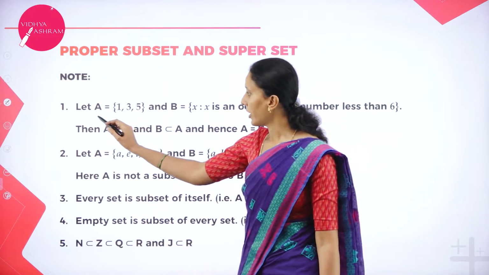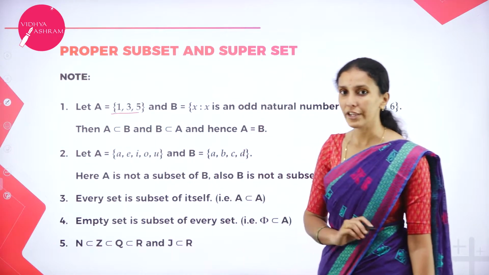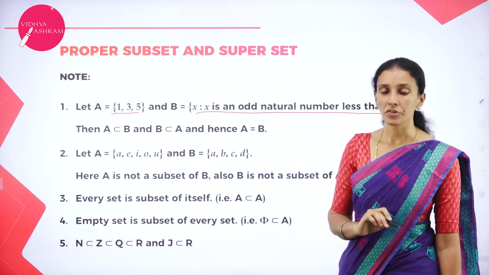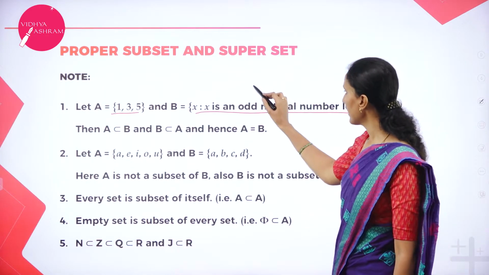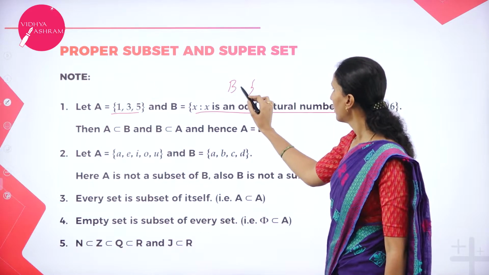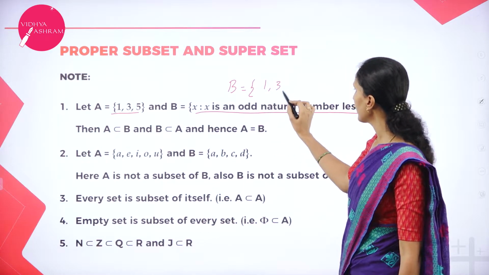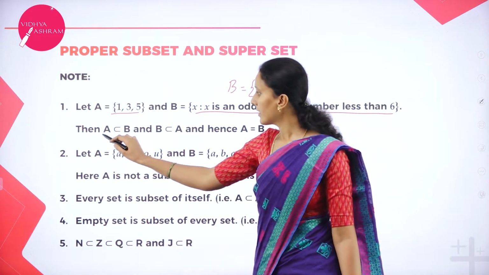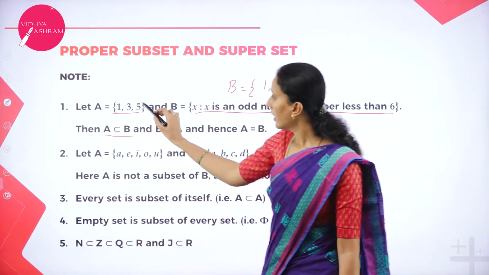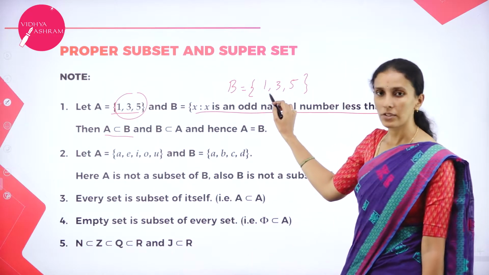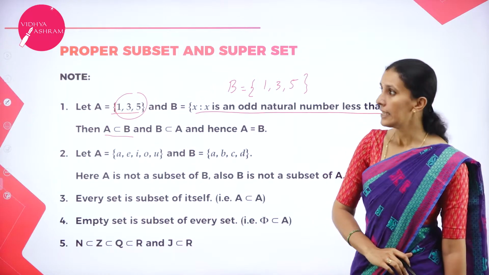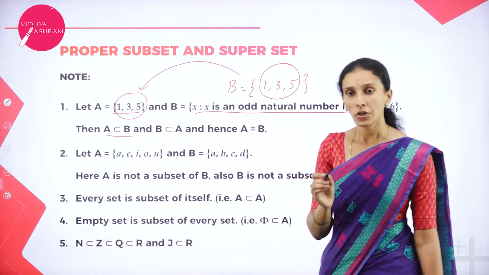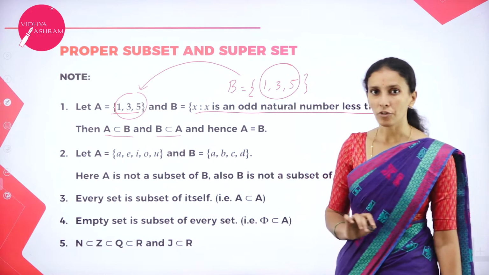Here I have taken an example: A is {1, 3, 5} and B is the odd natural numbers less than 6. What are the odd natural numbers less than 6? That is B: 1 is less than 6, 3 is less than 6, 5 is less than 6. You can clearly say A is a subset of B, isn't it? All the elements of A are in B, so we say A is a subset of B. Similarly, all the elements of B are in A, so we can write B is also a subset of A.